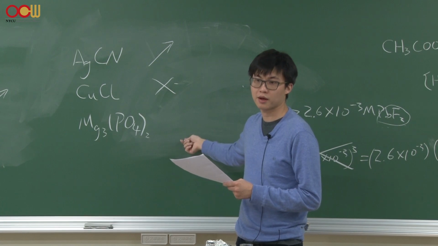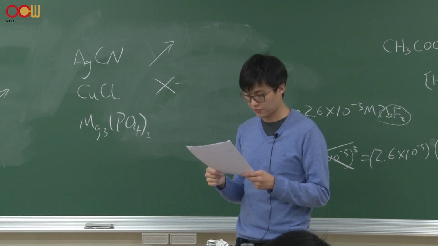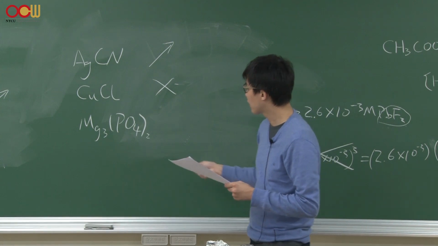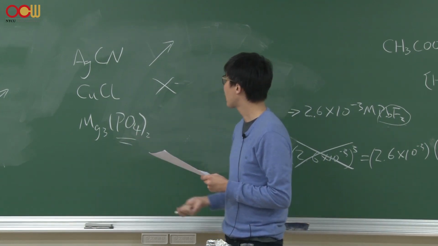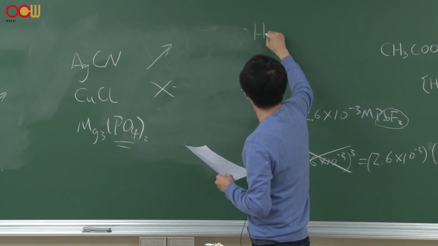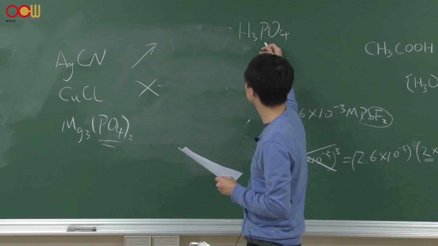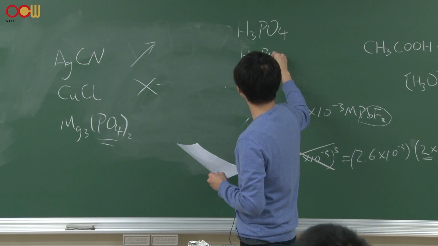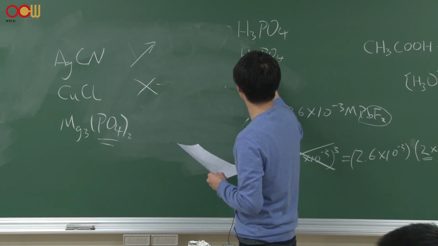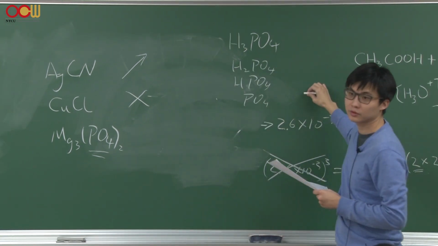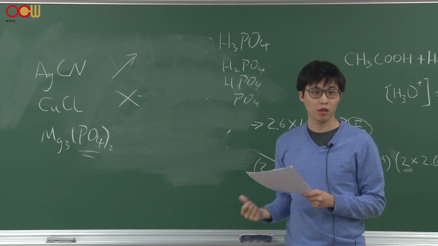Talk to your partner about this. What will happen to a phosphate? If we look at phosphate, and last lecture we talked about the multiple equilibrium, the phosphoric acid is going to turn into multiple pKa, right? As you go down, the Ka becomes smaller and smaller.